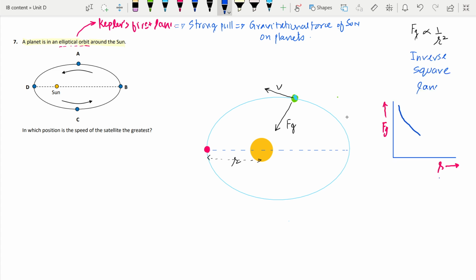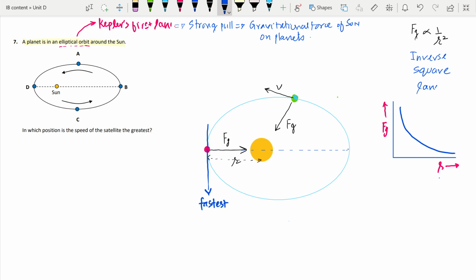For more guidance, I'm also drawing this diagram, which is a relation between the force and the distance. So at this point, the pull is so strong that the planet has to move very fast in order to sustain and maintain its orbital path. In order to overcome the pull, the planet naturally has to move very fast at this point. That's why here the planet is fastest.